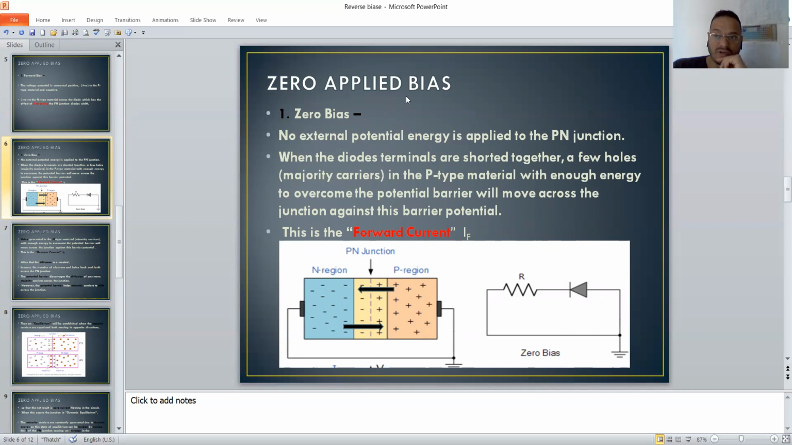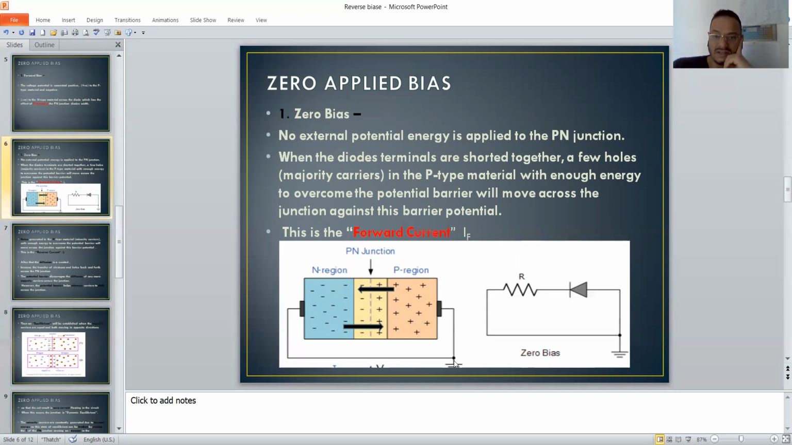What does zero bias mean? That means zero voltage and zero current. No external potential energy is applied to the PN junction when the diode terminals are shorted together. Let's explain how we can make a zero bias diode. Just take these two terminals and connect them by cables at one point, without any power, without any batteries, without any electric AC source.